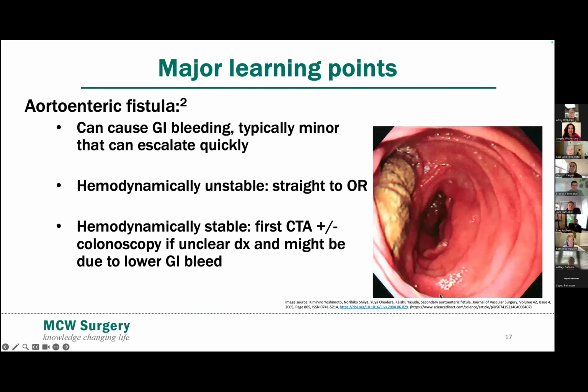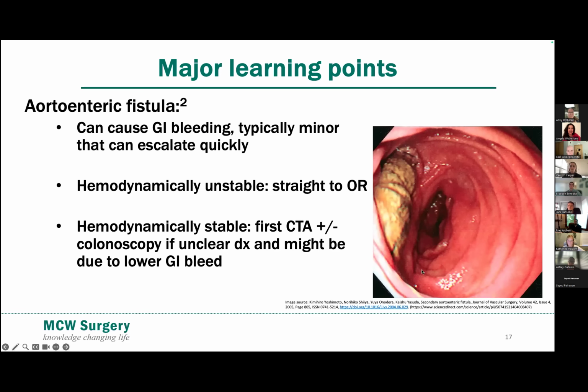And these can cause GI bleeding. The classic description is this herald bleeding that can be ominous and escalate pretty quickly. And if patients are hemodynamically unstable, they should go straight to the OR. But if they're stable, you can do a CTA, you can scope them like we did in our case if you're unsure where the bleeding's coming from.